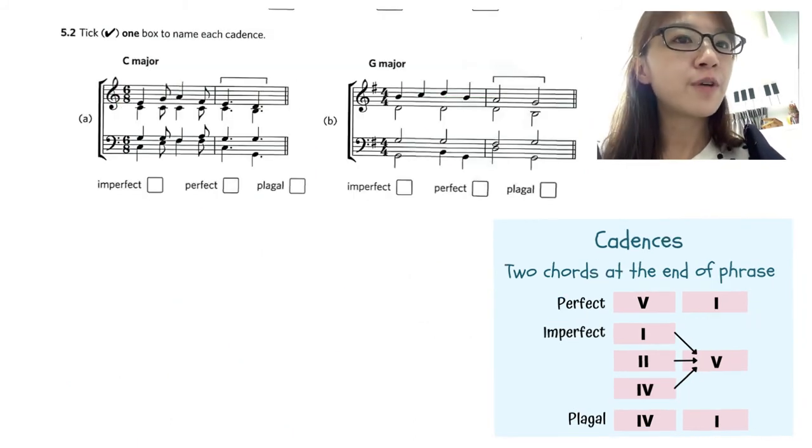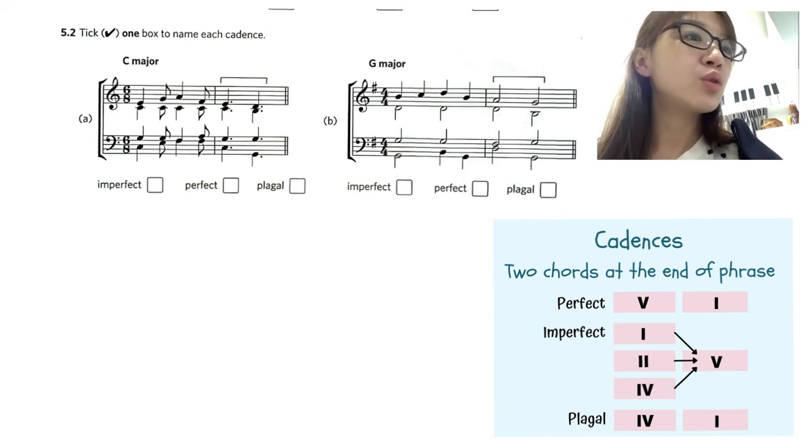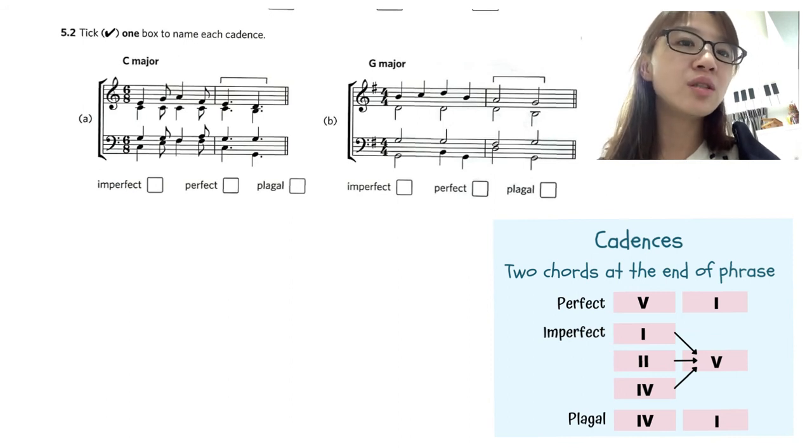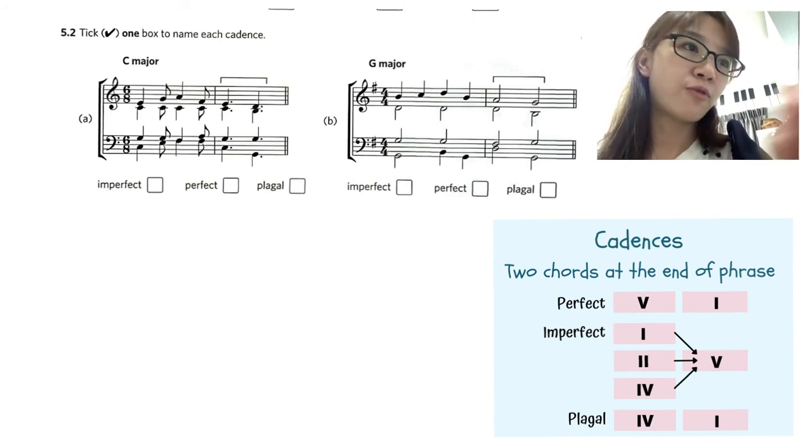Yeah, for question 5.2, this time you need to know the cadence well. And of course, the easy part is they have given you the key. You just need to name the notes, know the chords, and find out the cadence. Cadences means the 2 chords at the end of the phrase.